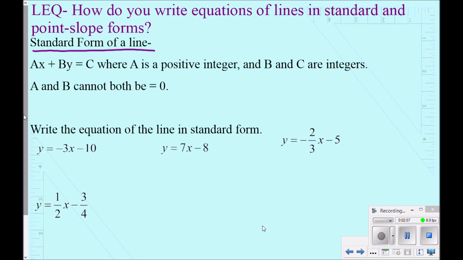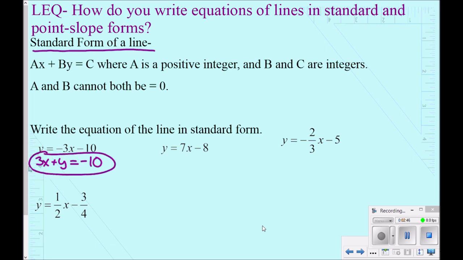So in your notebook, go ahead and copy this first equation, y equals -3x minus 10. What we want to do is get that into standard form. So we want the x's and the y's together on the same side and the number on the other side of the equation. So I'm going to add 3x to each side of this equation. And when I do that, I get 3x plus y equals -10. Now I'm going to check to see if that appears to be in standard form. Well, 3 is positive and an integer. 1 and -10 are integers, so this is standard form.